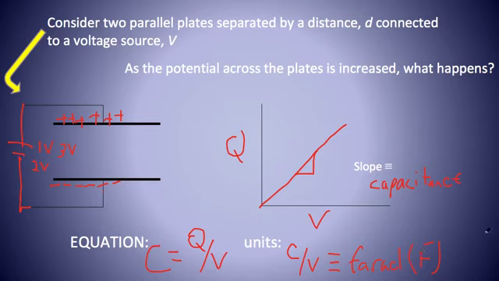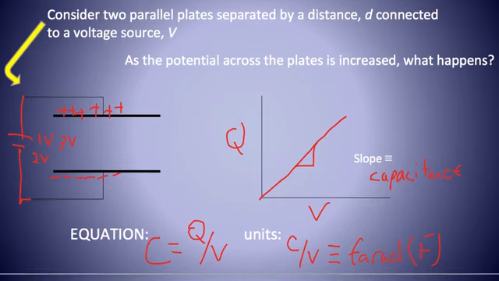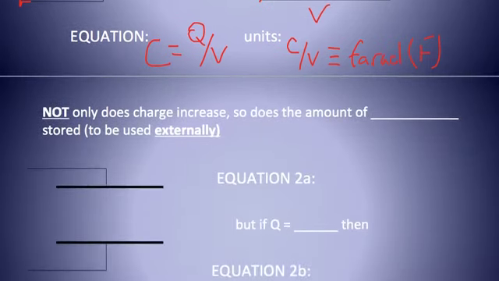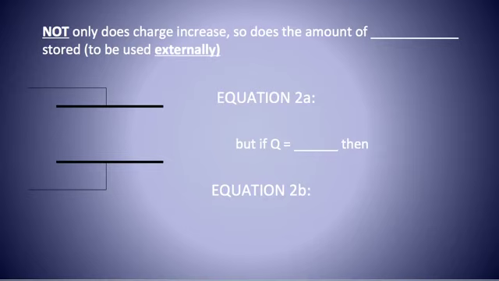So we've got charge stored on parallel plates that can be used externally if we touch the positive and negative terminal. So why would we want to do that? Well, one of the primary uses is you can store energy. So as you increase voltage, not only does charge increase, so does the amount of energy. And in capacitors we give energy the symbol capital U. And again, we want to use it externally. So we want to develop an equation for this.